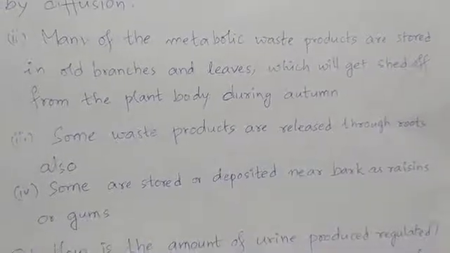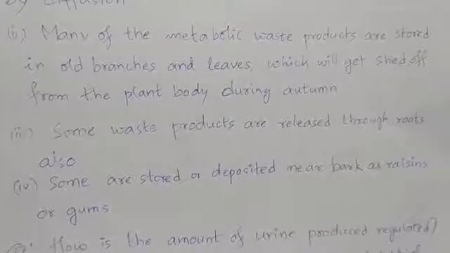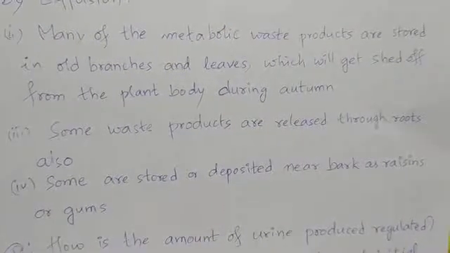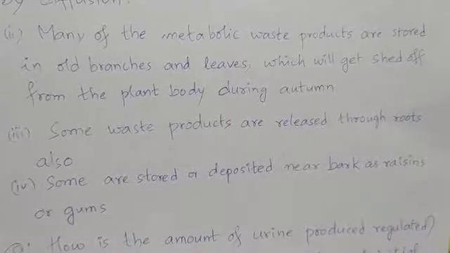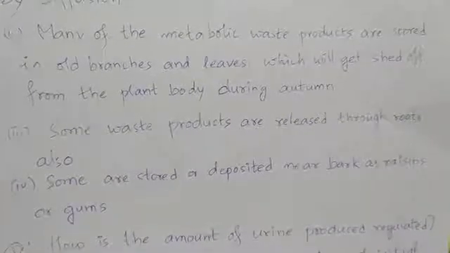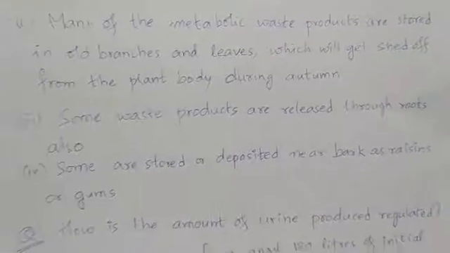Some waste products are released through roots also, and some are stored or deposited near the bark as resins or gums. This is how plants get rid of their excretory products.